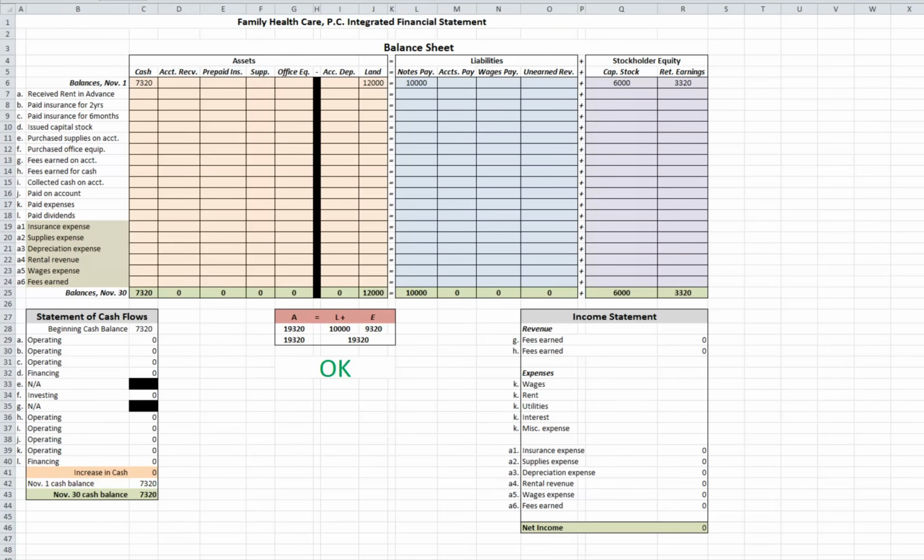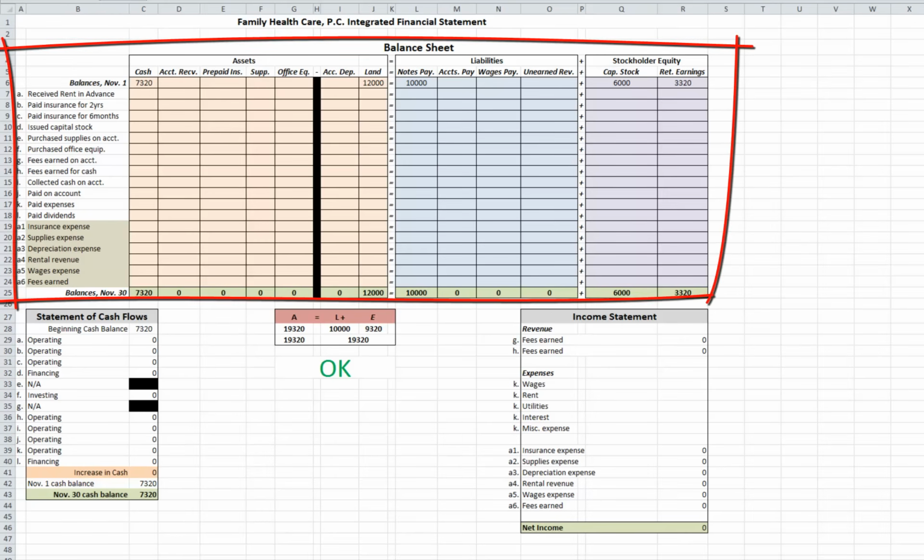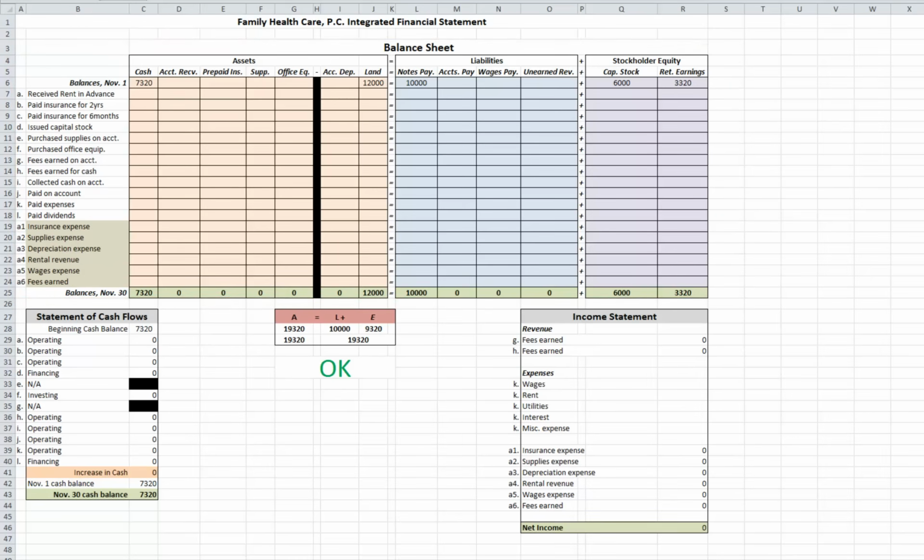Now, this integrated financial statement is set up just like our previous integrated financial statements. We have the balance sheet along the top. So we have assets equals liabilities plus equity, which is our fundamental accounting equation. I have color-coded each one so it's easier to see. And you will notice that as of right now, we actually have some opening balances.